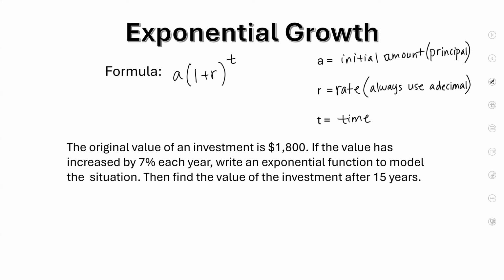So in this example, you invested $1,800. That's what you started off with. So this is your A value. And your value has increased by 7% each year. Each year you get 7% more money. So 7% each year, that is your rate. And you must change this to a decimal. So what would you guys put? Exactly. 0.07.